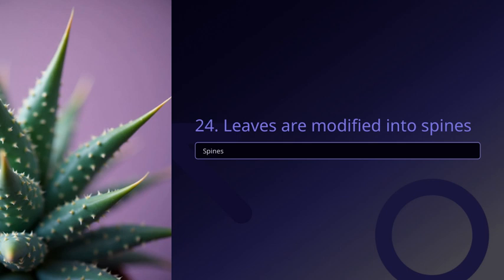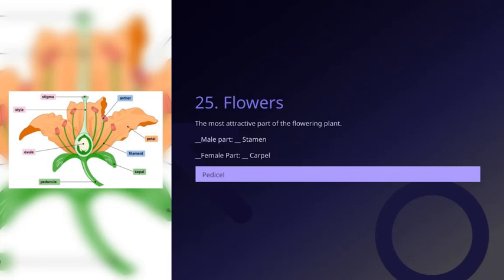environmental challenges. Now, let's take a closer look at the flowers, which are often the most attractive part of a flowering plant. Flowers play a crucial role in reproduction, attracting pollinators and facilitating the process of pollination. On the male side, we have the stamen, which is responsible for producing pollen. The stamen typically consists of a filament and an anther where the pollen is formed. On the female side, there's the carpel, which contains the ovules.